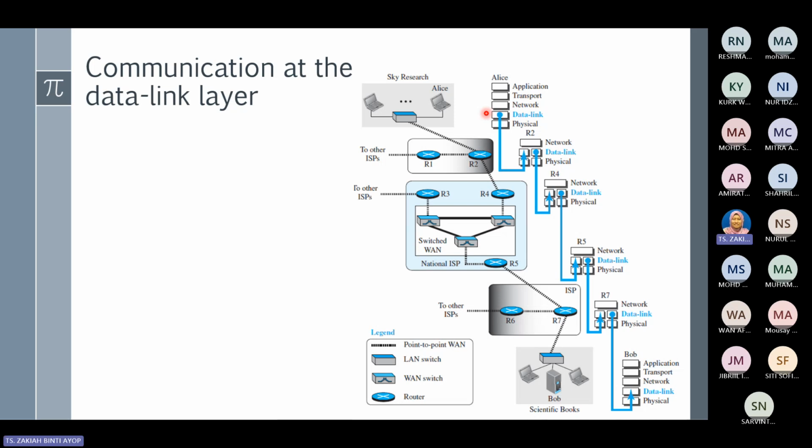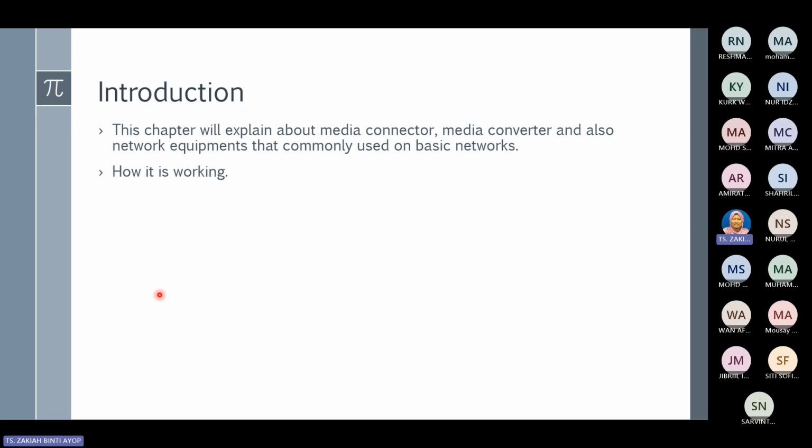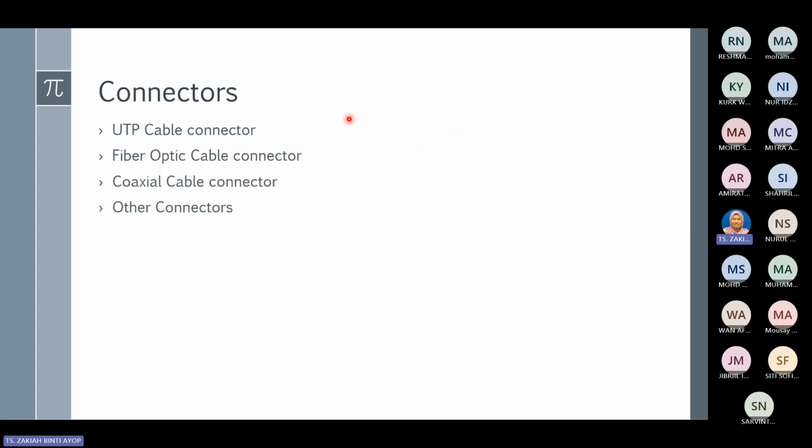But still, it happens on networks, let's say from one residence or from one building to another building, which is on a different network. So what will be needed for this communication to happen? This chapter will explain the media connector, the media converter, and also the network equipment commonly used on basic networks and how it is working.